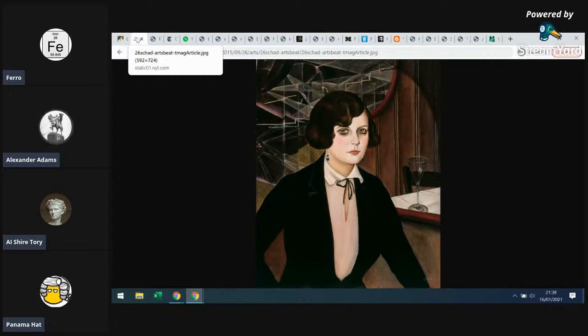So this is a painting called Lotti by Christian Schad. Christian Schad was a member of the Neue Sachlichkeit, the New Objectivity movement, which arose in the late 1920s and continued into the early 30s, and it was kind of snuffed out by the rise of, well, we're going to have to say the name, aren't we? We're going to have to say the Nazis at some stage. We can't discuss Nazi art without saying the word Nazi.